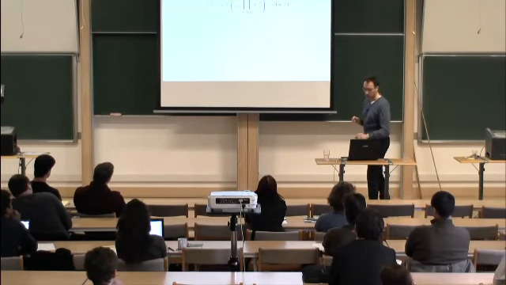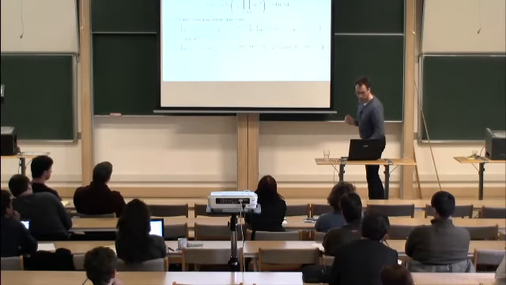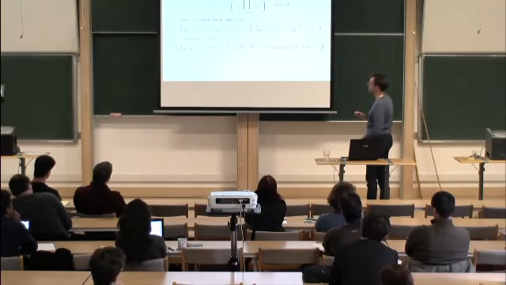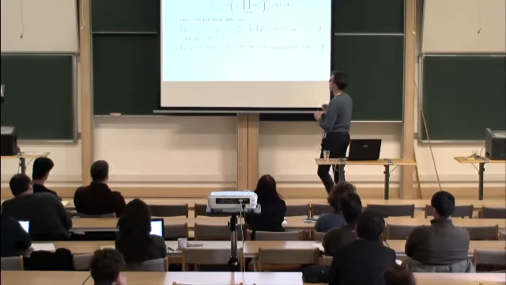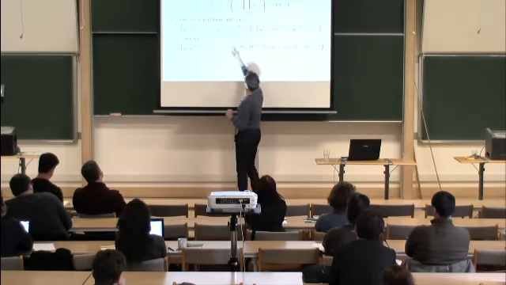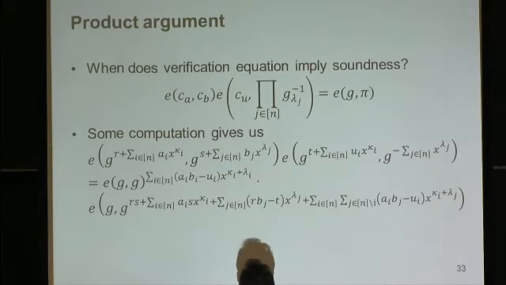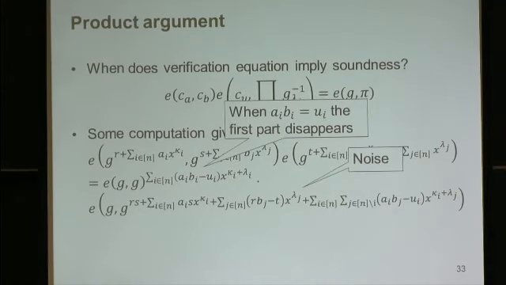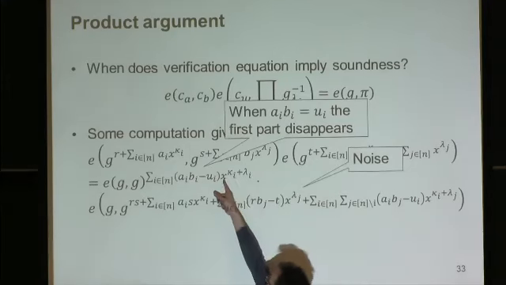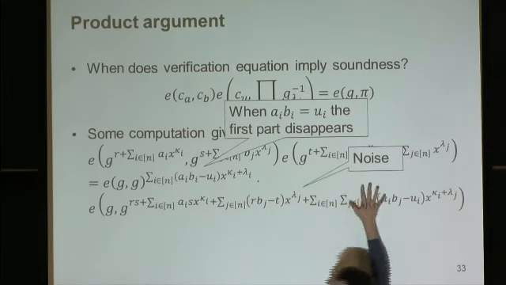He still uses the same verification equation. You can do the same calculation as before. Now you have powers of x to the kappa i plus lambda i here, and then you have some noise. So it's pretty much the same thing, right? And the question is basically, when do you have non-interference between these powers of x and the noise?